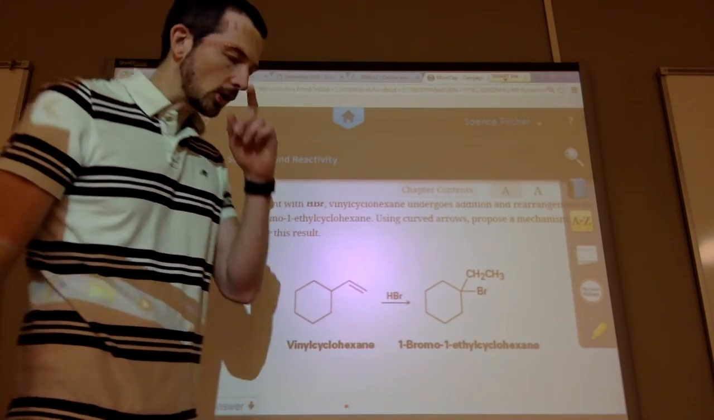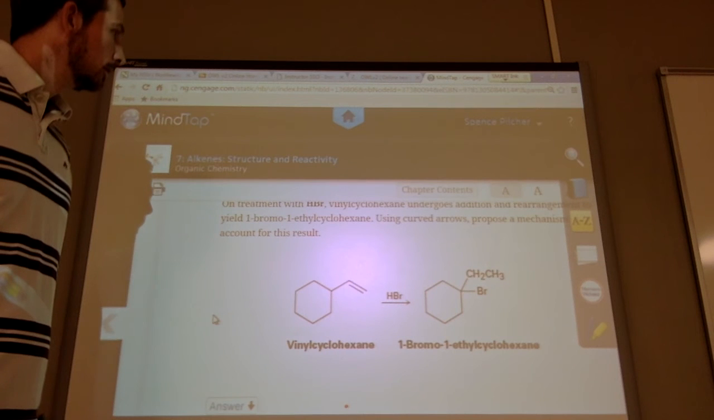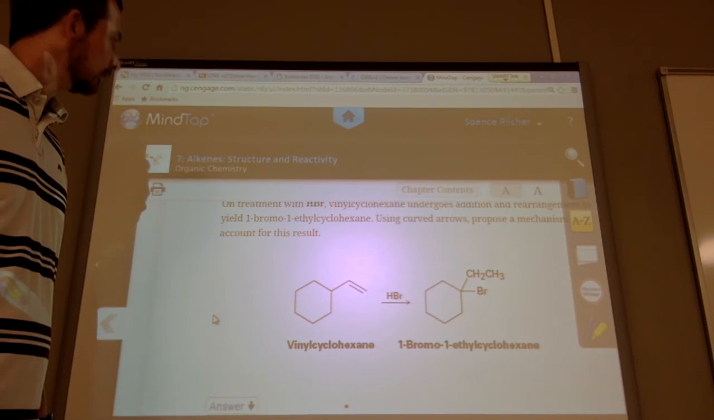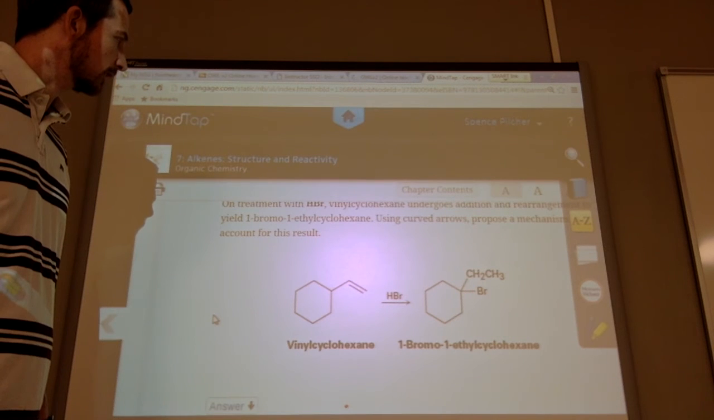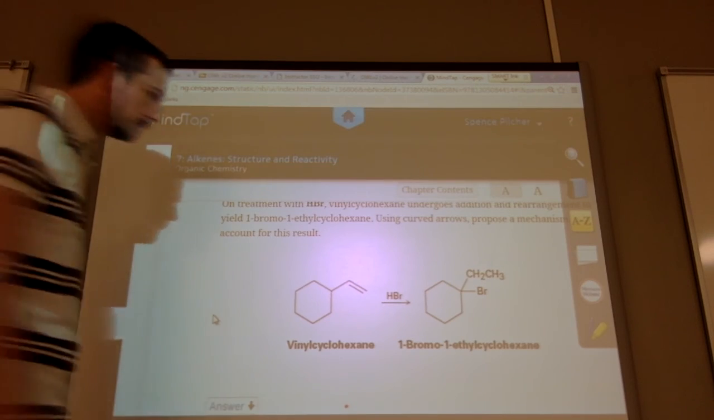Let's look at some problems from your homework to finish up this chapter. So it says, on treatment with HBr, vinylcyclohexane undergoes addition and rearrangement to yield 1-bromo-1-ethylcyclohexane. Using curved arrows, propose a mechanism to account for this result.